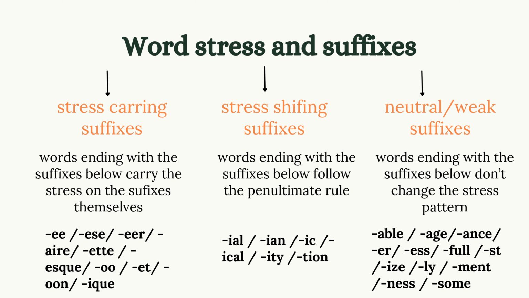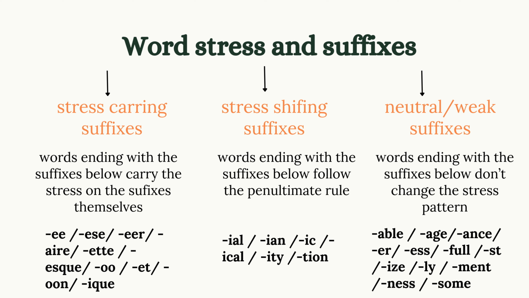For example, words ending in ee, ese, eer, aire, ette, etc. all have the stress on the suffix. Next are the stress-shifting suffixes, which cause the stress to follow specific rules. Many of these follow the penultimate rule, where the stress moves to the second-to-last syllable of the word. Common suffixes in this category include ial, ian, ic, ical, ity, and tion.